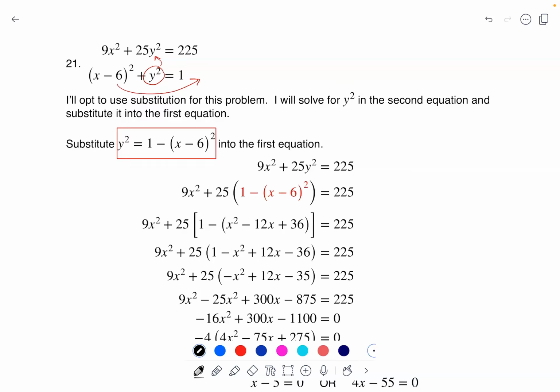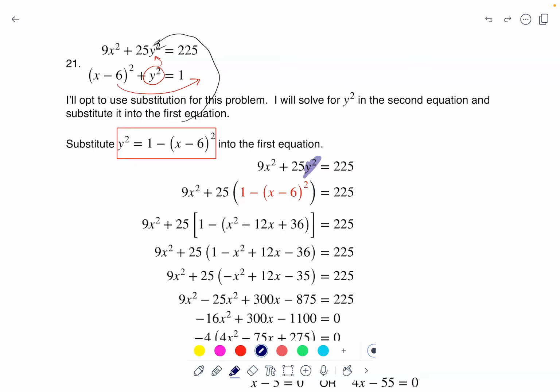So if y squared is 1 minus, in parentheses, (x minus 6) squared, I'm going to drop that right here. And that's what you see me doing here, right? So let me pull up the highlighter. And here is my y squared. Instead of writing y squared, I swapped it out with 1 minus, again in parentheses, (x minus 6) squared. Now I've got to use PEMDAS for that.